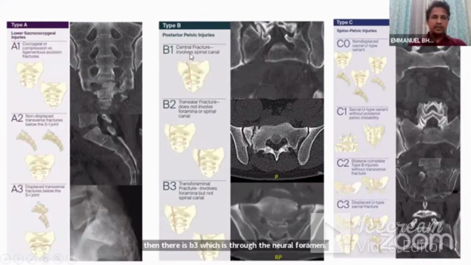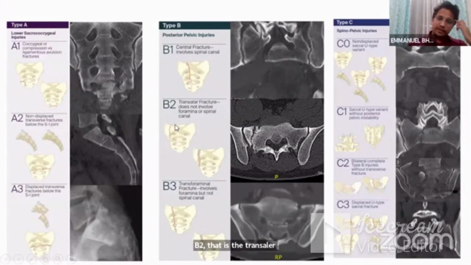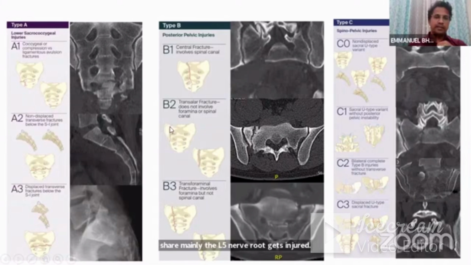These B-type fractures remind us about the Dennis fracture classification, which describes zone 1, similar to B2, zone 2, similar to B3, and zone 3, similar to B1. When the fracture is in B2, that is the transalar, the chances of neurological injury are only 5%. Here, mainly the L5 nerve root gets injured, because of the displacement of the sacral ala, and the nerve root gets trapped between the sacral ala and the L5 transverse process. When it comes to B3, that is the transforaminal, the chances of neurological injury are around 25 to 28%. And when it comes to B1, the chances of neurological injury are around 68%.